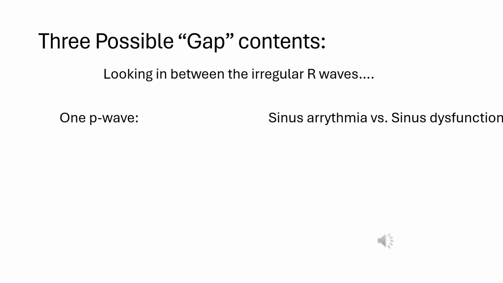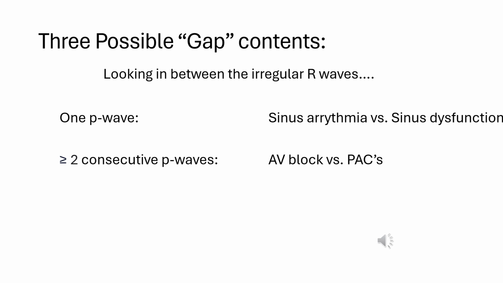Two or more consecutive P waves will get most of our attention. This could be AV block versus premature atrial contractions. No P waves, and you should consider sinus node dysfunction, which we'll get to. Basically, sometimes the SA node stops generating impulses appropriately, or otherwise can't transmit them.